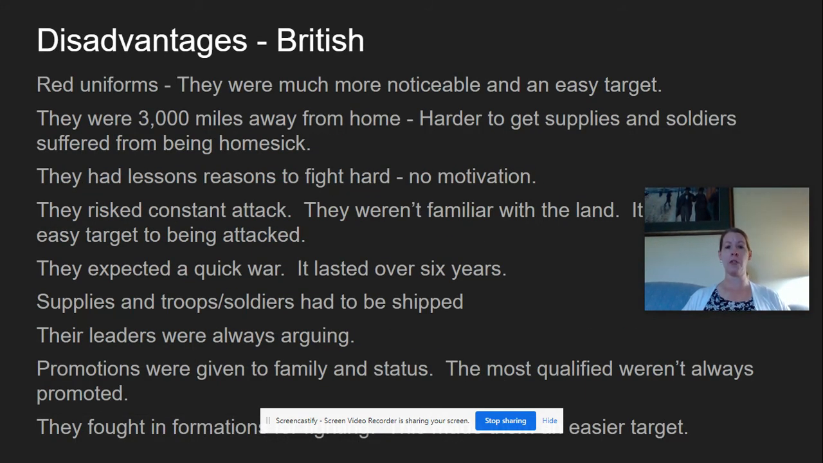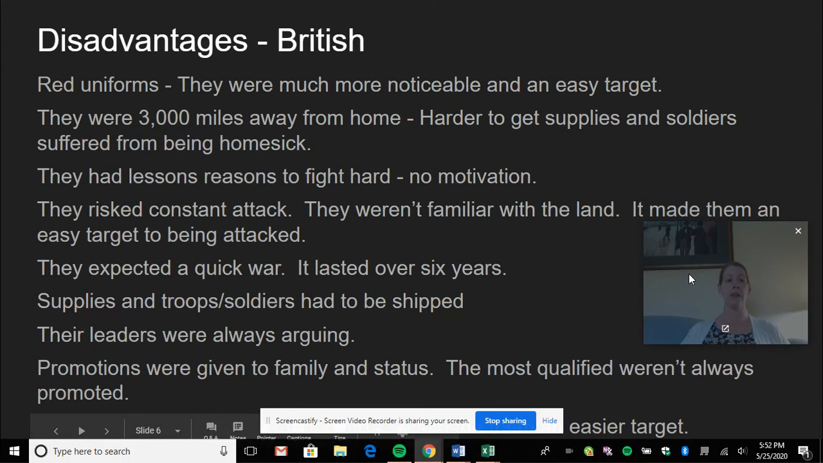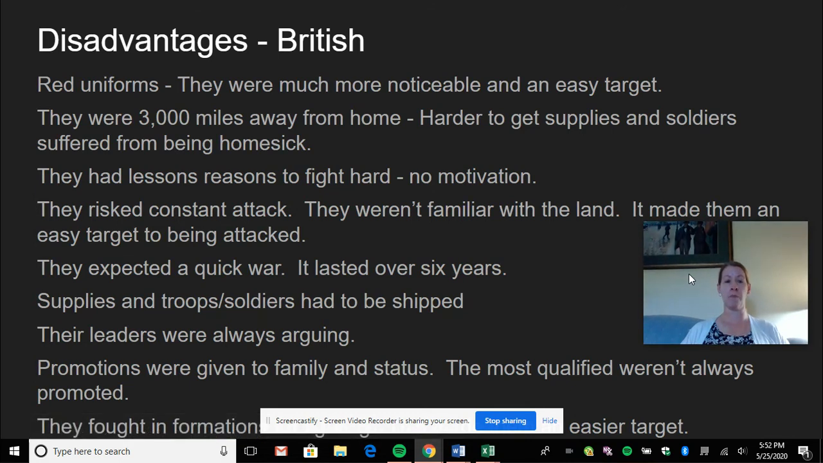Disadvantages for them: they were much more noticeable and easy targets because of their red uniforms. They were 3,000 miles from home, so it was harder to get supplies, and soldiers suffered from being homesick. Unlike the colonists, they couldn't go and visit their families. They had less reason to fight hard, no motivation. They risked constant attack. They weren't familiar with the land, and it made them an easy target. They expected a quick war. It lasted for over 6 years, and supplies, troops, and soldiers had to be shipped over, and that would take about 6 weeks to get here.